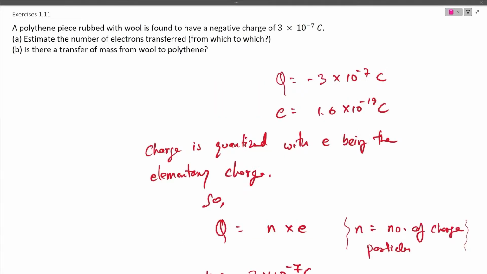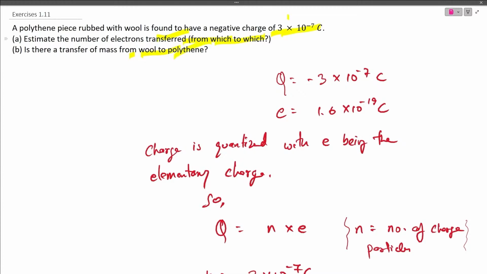The question says that a polythene piece rubbed with wool is found to have a negative charge of 3 × 10^-7 coulomb. Estimate the number of electrons transferred from which to which. Is there a transfer of mass from wool to polythene?